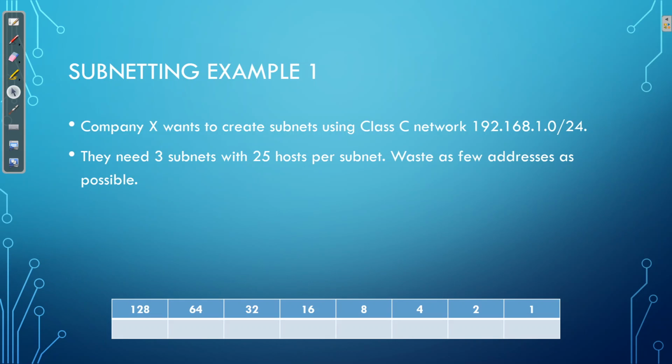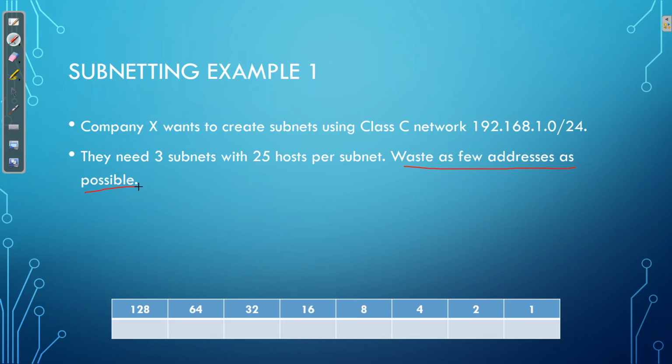Company X wants to create subnets using a Class C network. This is going to be a pretty easy one to start off with. They need 23 subnets with 25 hosts per subnet. And a key point here: they want to waste as few addresses as possible.